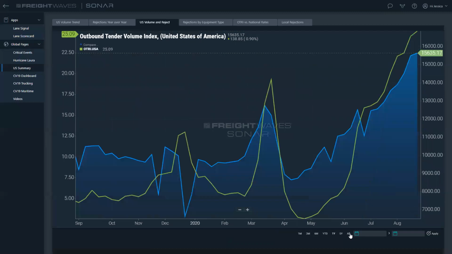This next page just highlights the correlation from volumes to rejections. I also will mention anytime you're looking at outbound tender volume, that is all equipment types, van, reefer, flatbed, all of that kind of combined together. So you're looking at volumes in blue and rejections in green, and you can see how they do correlate over time.